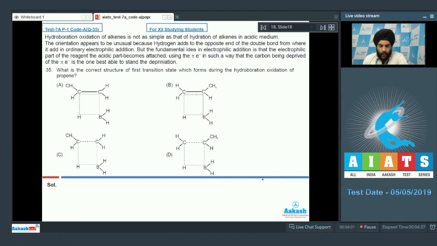Let us look at question number 35 now. What is the correct structure of the first transition state which forms during the hydroboration oxidation of propene? So if you talk about propene, so propene has this structure and we know that the hydroboration oxidation is anti-Markovnikov. So the transition state which will be formed is represented by this structure. So if you look at the options which are given to us, we can clearly see that we have to mark the first option as the correct answer to this question. Let us look at the next question now.